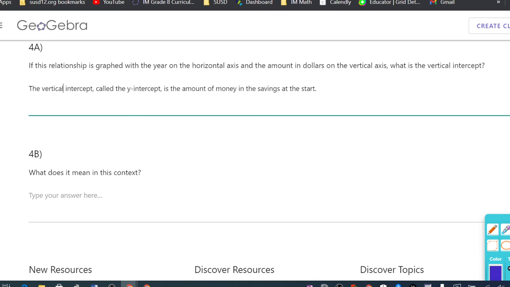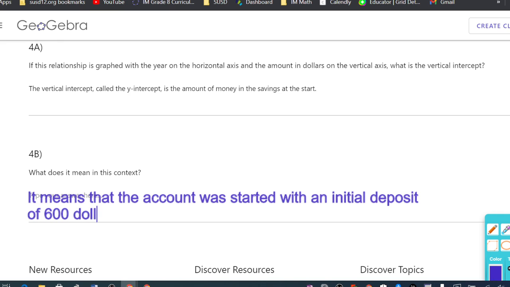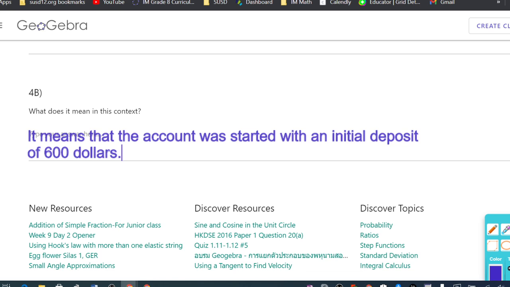Let's keep going. What does it mean in this context? It means that the account was started with an initial deposit of $600. Okay, remember, the y-intercept is kind of your starting point before you've been recording.